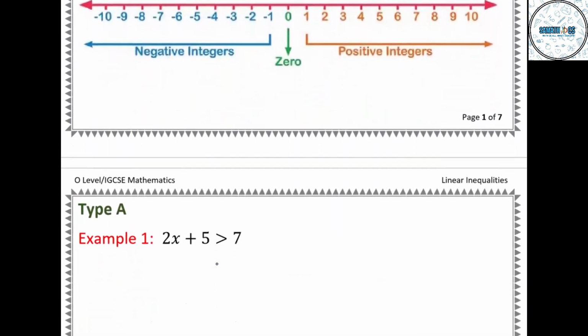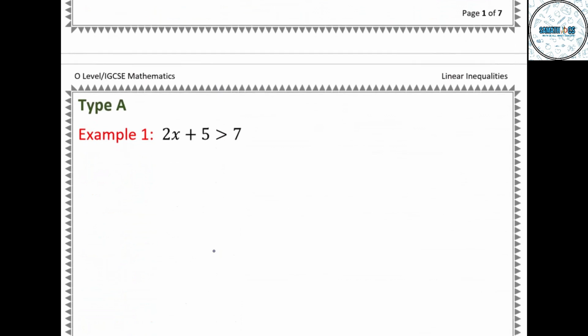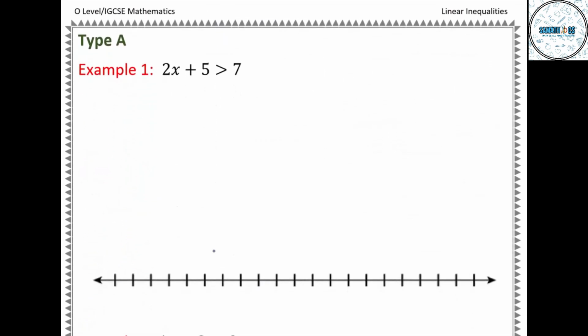Let's do some examples related to linear inequalities. We solve linear inequalities in the same way as we solve linear equations. Example number 1, we have 2x plus 5 is greater than 7. The sign indicates that it is an inequality. Now, we solve inequalities in the same way as we solve linear equations. There is just one concept which is different. We'll be discussing those questions later.